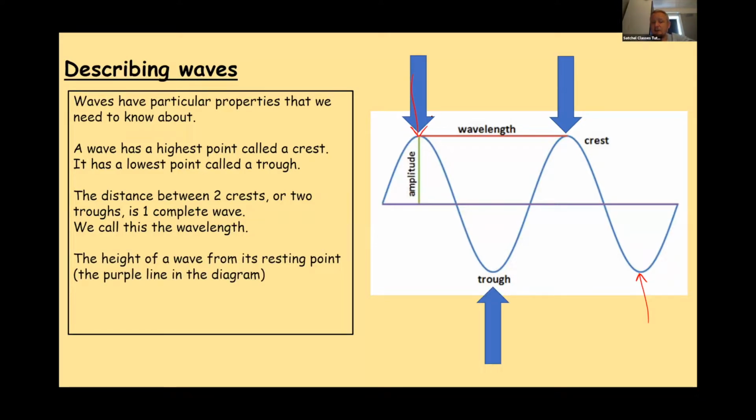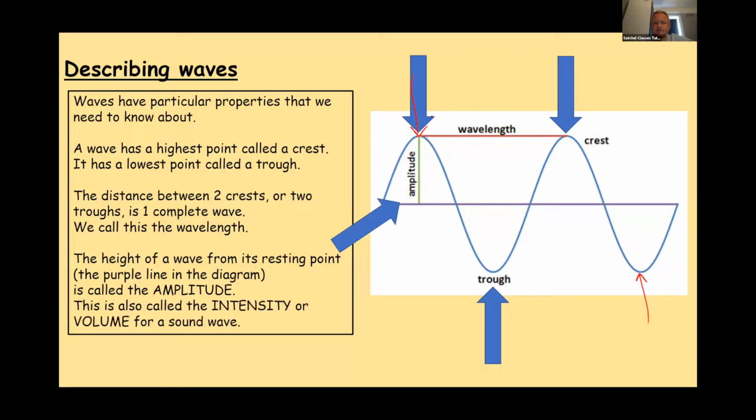The height of a wave from its resting point, which is the purple line on the diagram, is called the amplitude. And the amplitude is something that we'll talk about in a short while with relation to sound particularly. But basically the amplitude is also the intensity or the volume of the sound wave.